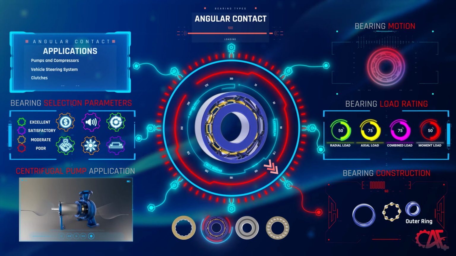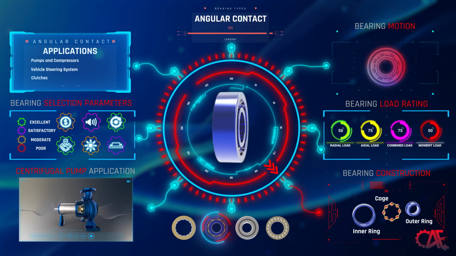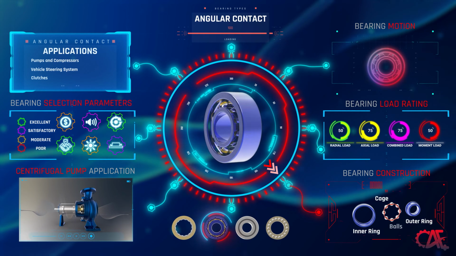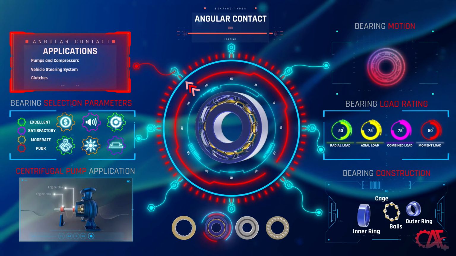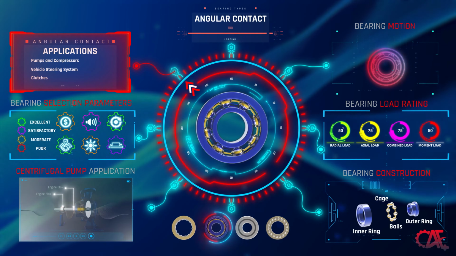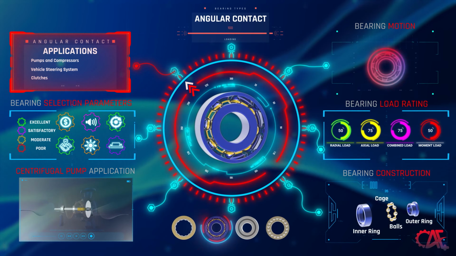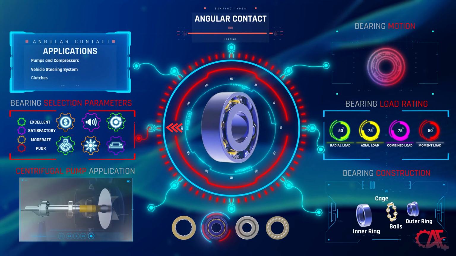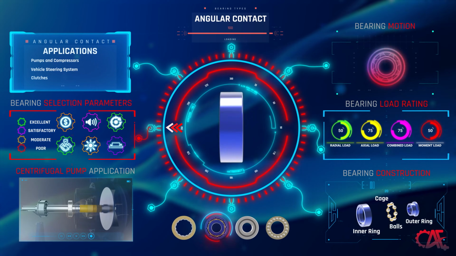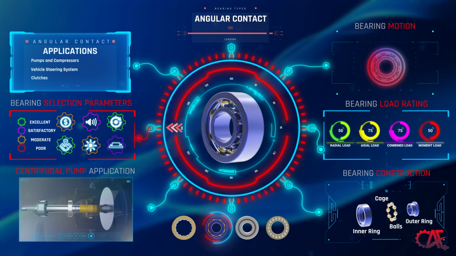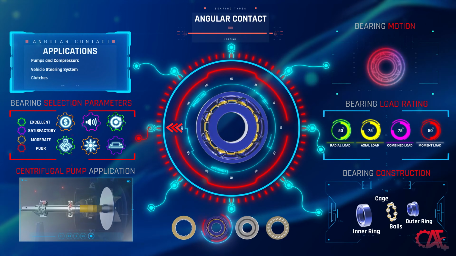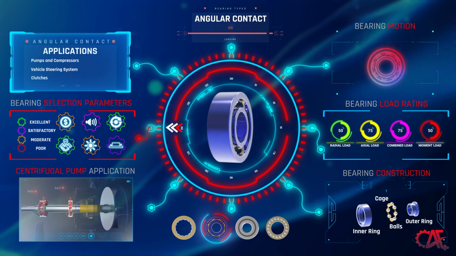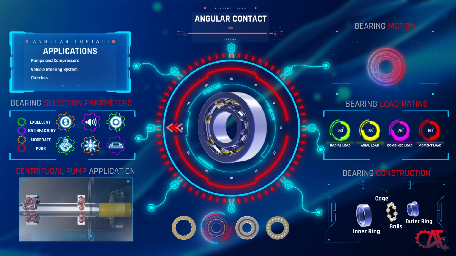These bearings consist of an outer ring, an inner ring, a cage, and a set of steel balls. They're commonly found in pumps and compressors, vehicle steering systems, and clutches. When assessing the criteria for selecting bearings, these bearings are notably distinguished for their durability, high rotational speed and accuracy, as well as their low noise level and minimal friction torque. Additionally, they can be characterized as moderately cost-effective and compact.